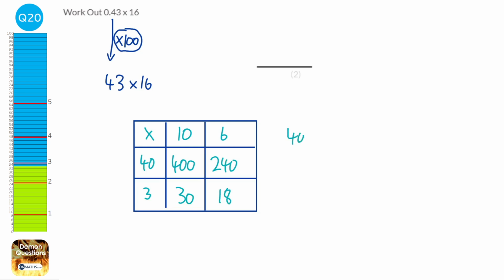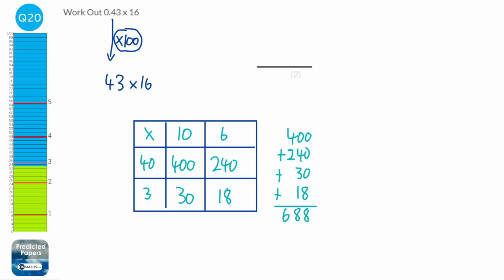Then I'm just going to add them all together. So 400 plus 240 plus 30 plus 18. And when you add those all together, you get 688.